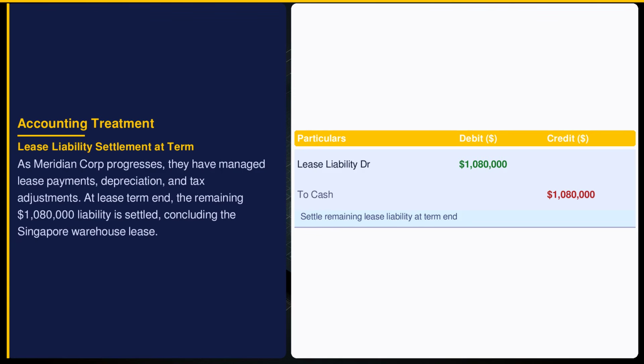Settling the lease liability concludes Meridian's financial obligation for the warehouse. The $1,080,000 payment closes the loop on the lease. AASB 16 guides the recognition and derecognition processes, ensuring the balance sheet accurately reflects all resolved commitments.